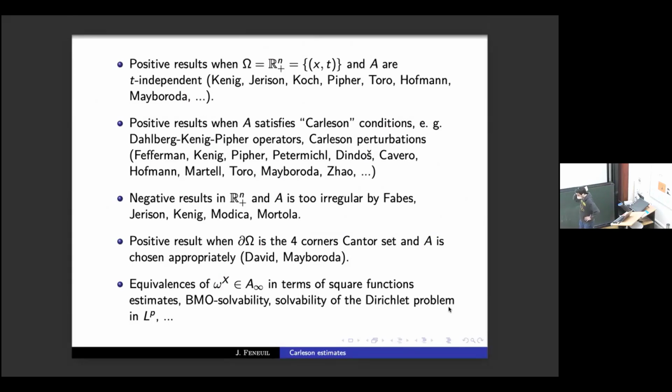Positive results when the domain is the half plane, t is the vertical direction, and A is a coefficient that doesn't depend on t. So we also have positive results when A satisfies some Carleson condition.